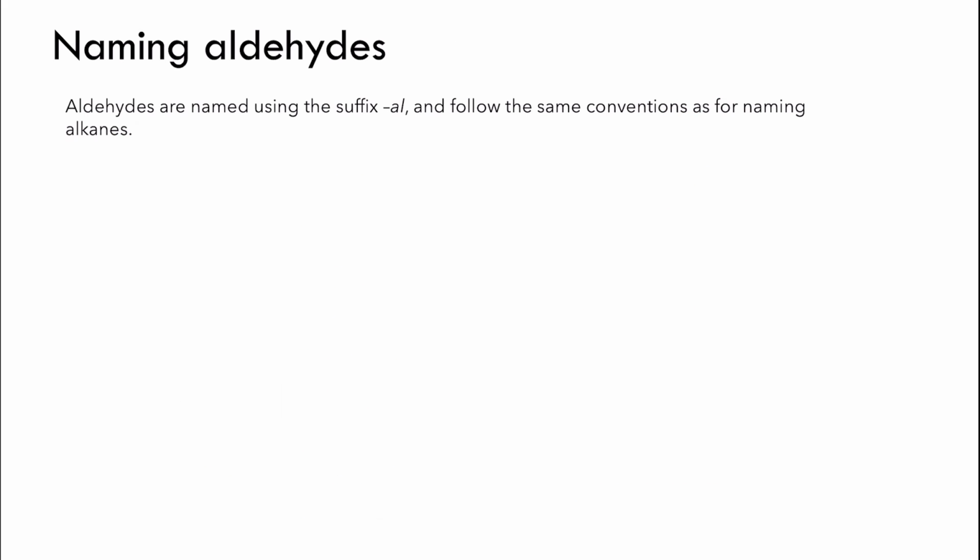How to name aldehydes and ketones? First, to name aldehydes, they are named using the suffix -al and follow the conventions as for naming alkanes. For example, if we have two carbon atoms, this is going to be called ethanal. So the same as ethane, but you remove the e at the end of ethane and replace it with -al. So this is an aldehyde.